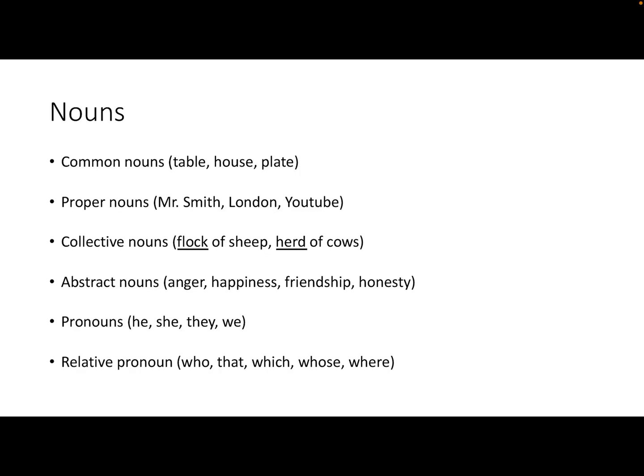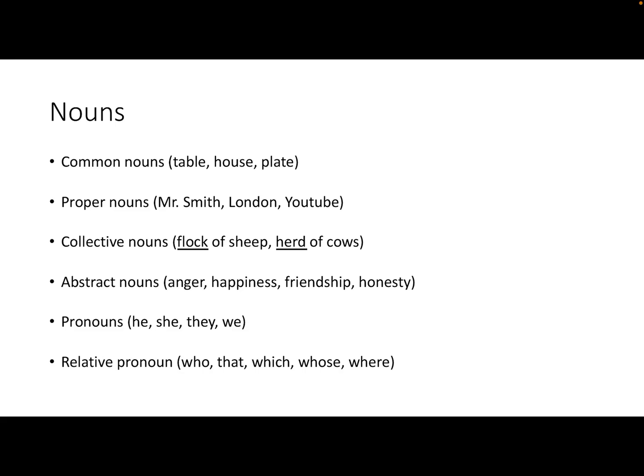This is one of our most common word classes. Common nouns are everyday things like tables, chairs, things that are common that you see quite often. Plates. We have proper nouns. Now these we need our capital letters for, and these are our names of places, people.